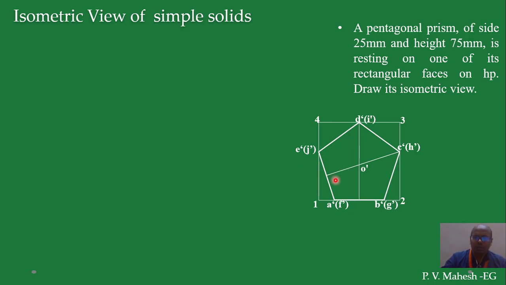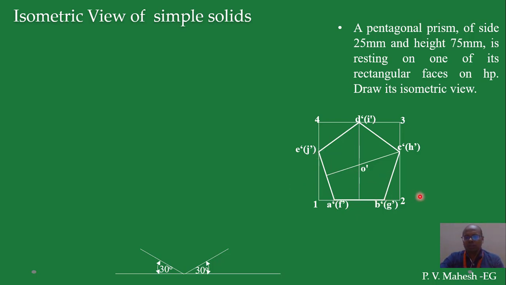So, the box is 1, 2, 3, 4, that we have to remember. First what we will do, we will draw the isometric view of the 1, 2, 3, 4, and then we identify the positions of A, B, C, D, E, F inside this box, and then we will complete this isometric view of the pentagon. So, what is in the question is, the pentagonal prism is resting on its rectangular faces on HP. So, this rectangular face is on HP, that is the given.